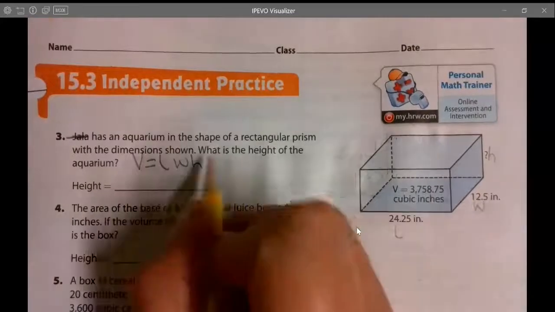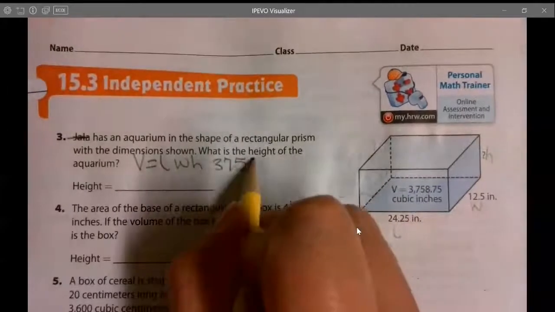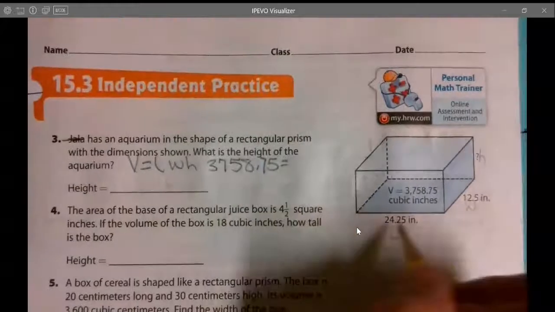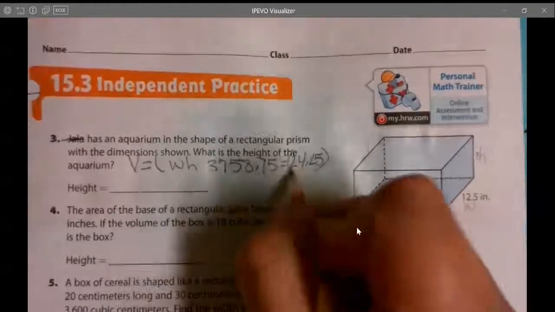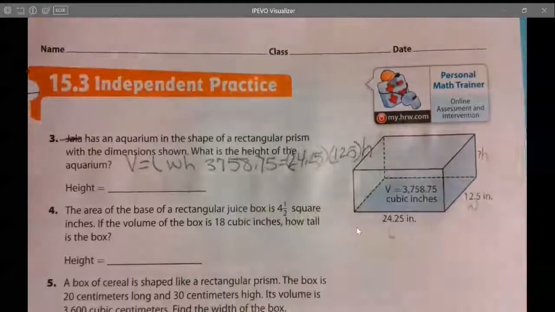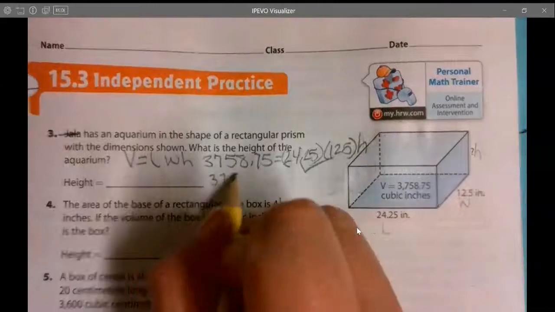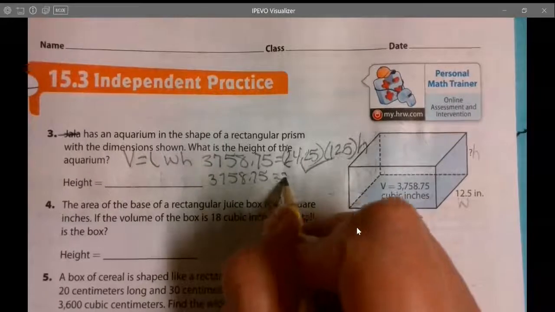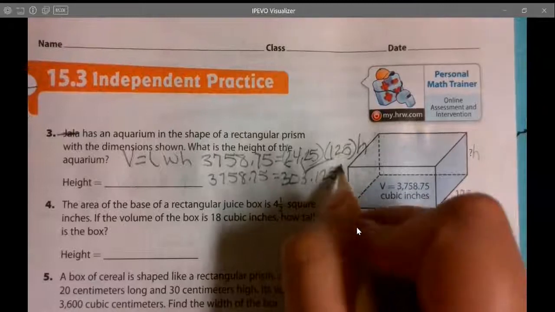So for instance, your volume is 3,758.75, and it equals, well, what is your length? Well, 24.25 times, what was your width? 12.5, and then times h. We don't know what h is. So what you're going to do is go ahead and multiply these. You have your 3,758 and 75 hundredths. And then if you multiply these two together, you're going to get 303.125, and then you have your h.